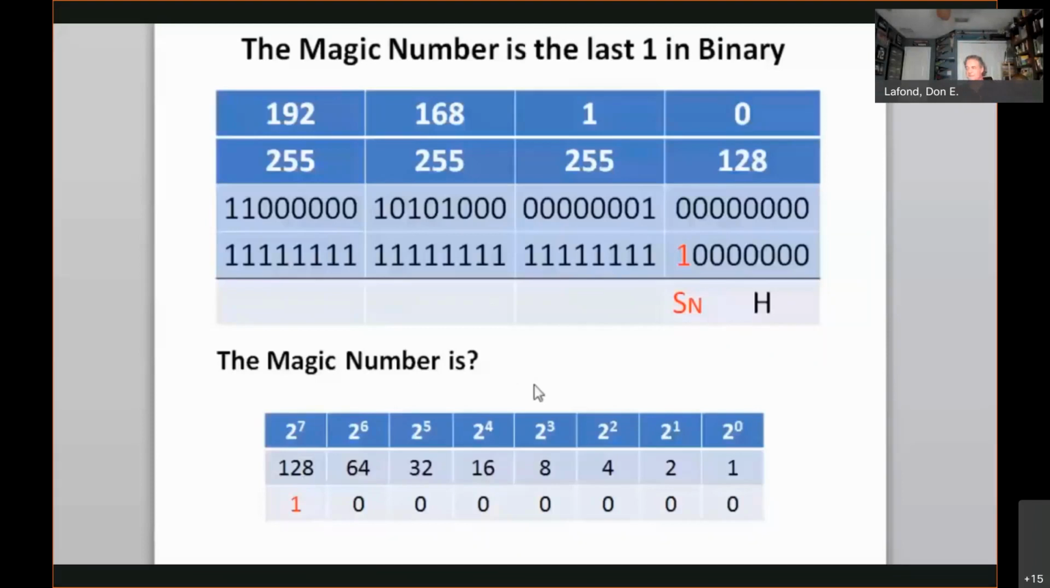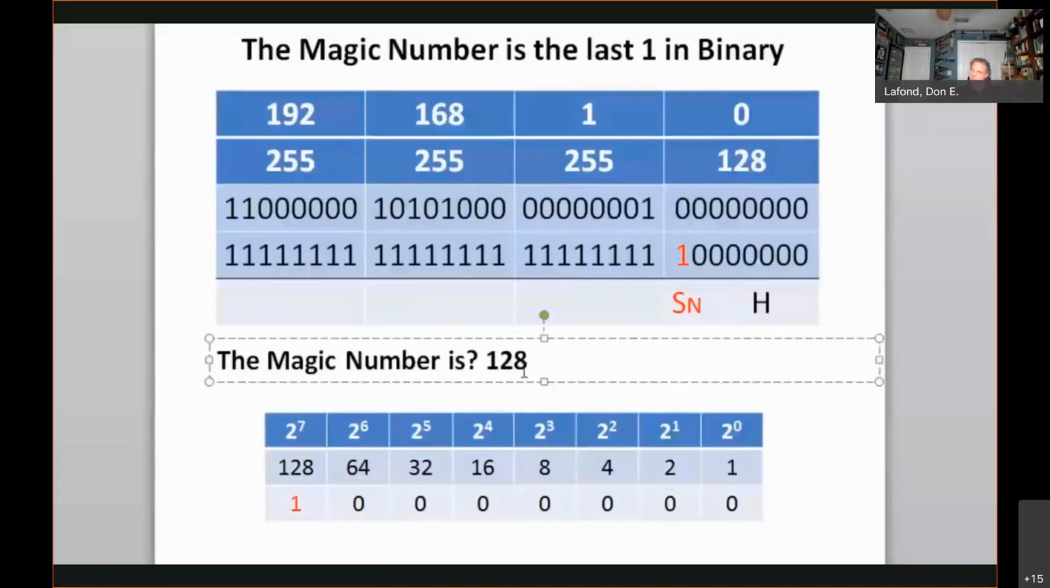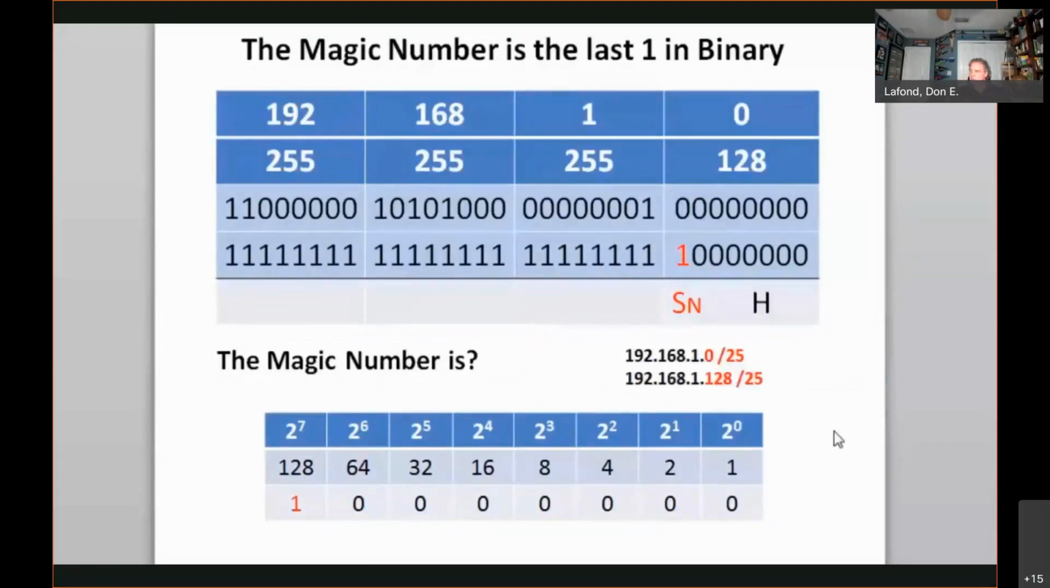So the magic number in this situation is 128. The magic number tells us where to find the networks. It tells us that the networks will go up by 128. So in this case, the first network, which is always 0, is 192.168.1.0/25, and from there, the networks go up by 128, so the next network is 192.168.1.128. Let's see how this works, borrowing 2 bits from the host portion.